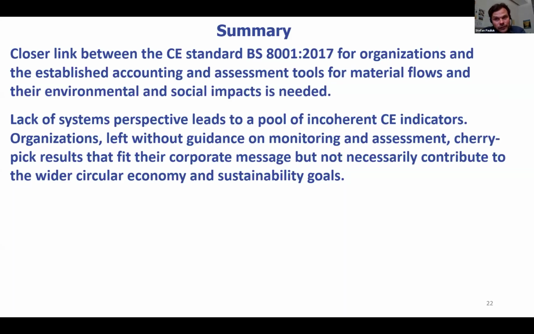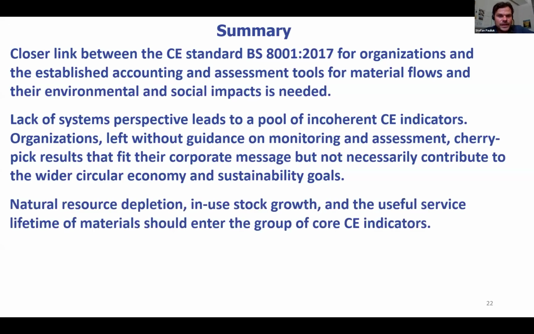If we don't have a consistent system perspective, we have just incoherent CE indicators that different people choose. So there's a risk, and we've seen this over and over again, that companies then cherry-pick results, stuff that makes them look good, or even start greenwashing things by accounting for benefits that happen elsewhere. So we really need a proper and honest assessment of the waste flows, the stock growth in those companies.